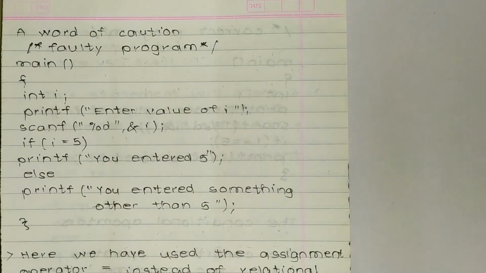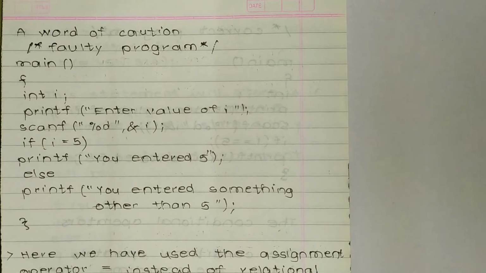In this section we will first see a faulty program, that means a program with a fault which needs to be repaired, and then we will understand what was wrong with it, and in the next section we will write the correct program. So first we will see the faulty program. This is a faulty program. The first line is main, a compulsory function which is used in every program.